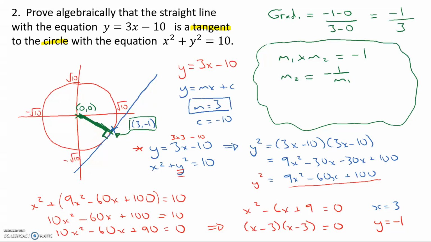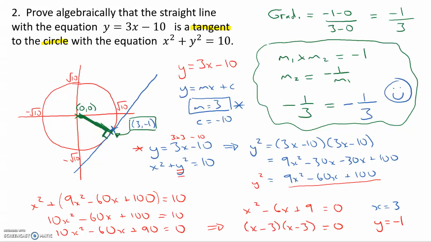And what have we got? Well, we know that the gradient of the green line is negative 1/3. And we know that's equal to the negative of the reciprocal of the first gradient, which was 3. So we're done. Right, an awful lot of work to get that question right.